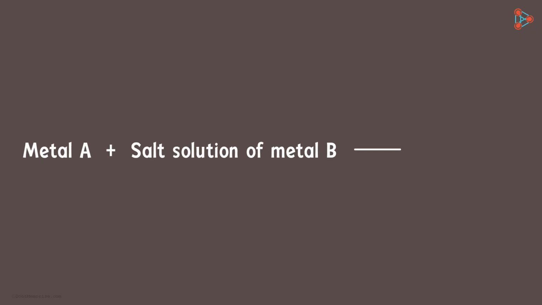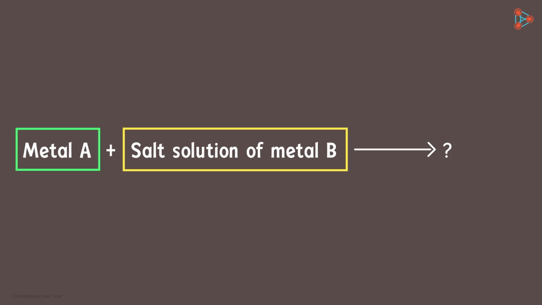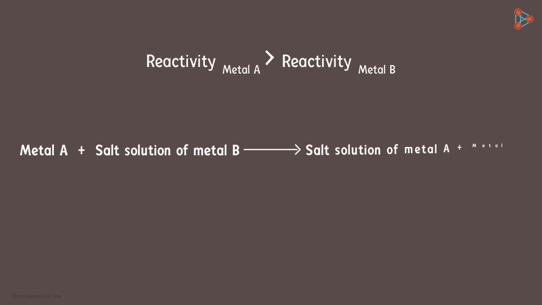This is the question we raised at the end of the previous video. How do metals react with solutions of other metal salts? The concept is simple. The more reactive metal will displace the less reactive one from their compounds. For instance, in this reaction, if metal A is more reactive than metal B, then this is what we will get on the product side.